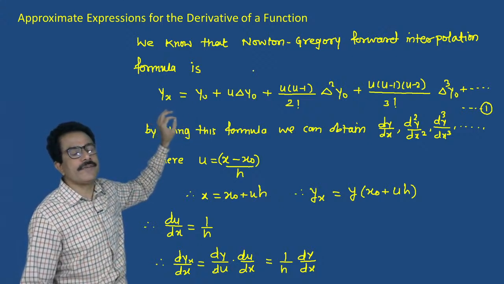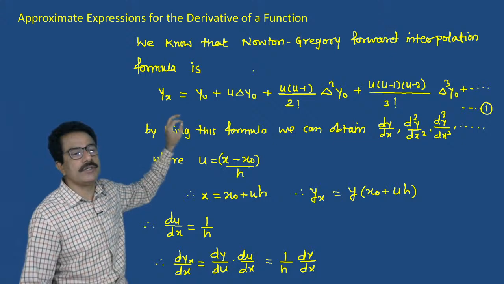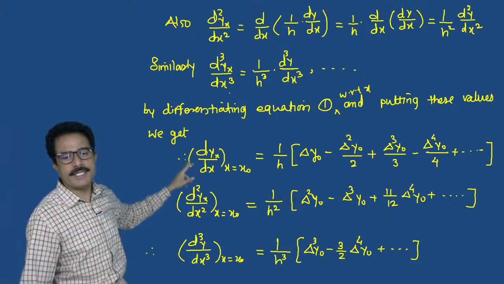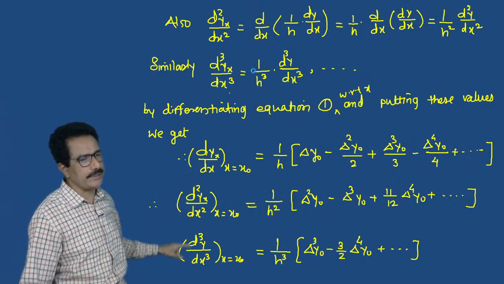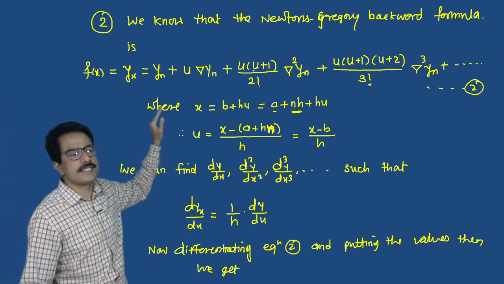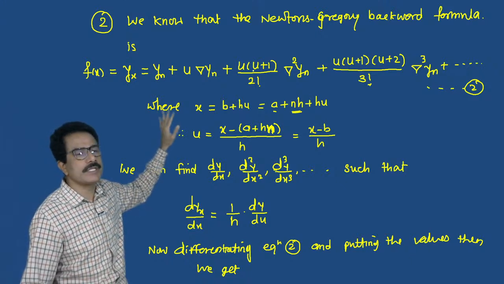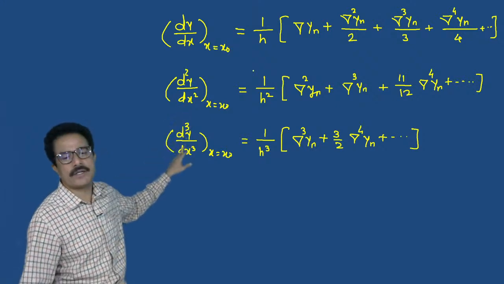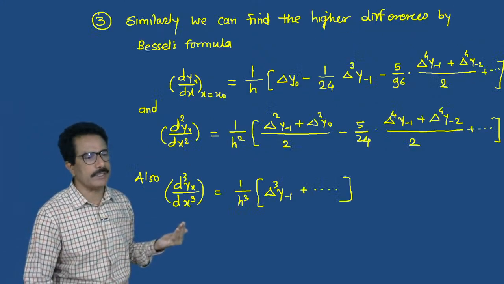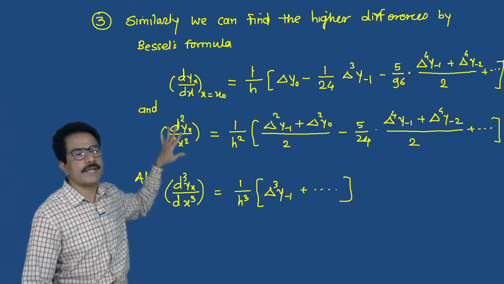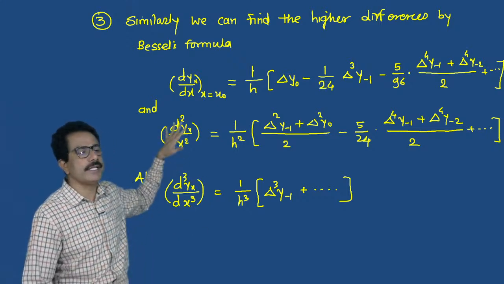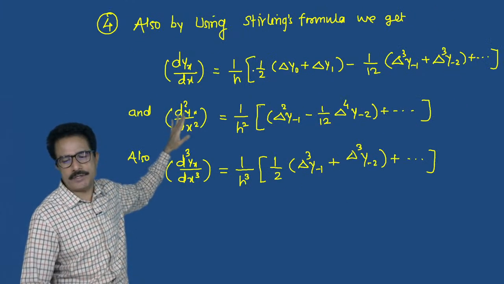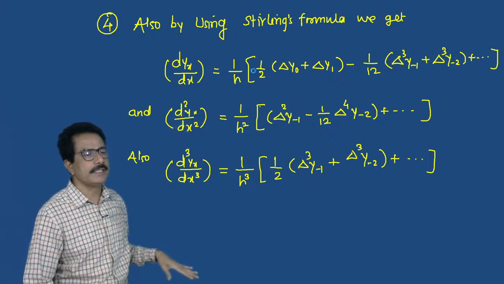We can find the first order derivative, second order derivative by using Newton's Gregory forward formula, and these are the first order, second order and third derivative. Also we can find the derivatives by using Newton's Gregory backward formula. This is the first order, second order and third order derivative by using Newton's Gregory backward interpolation formula. Similarly, we can find the higher order derivatives by using Bessel's formula. Also we can find the higher order derivatives by using Stirling's formula.